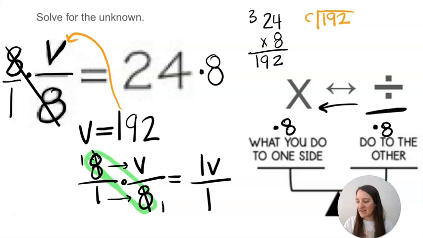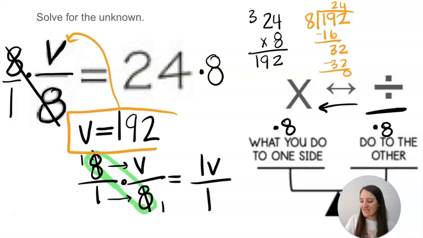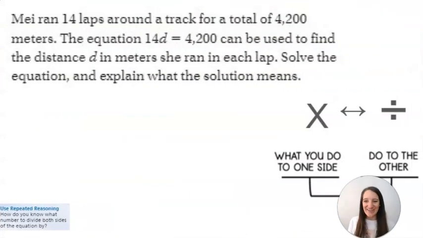192 divided by 8 is 24. So yes, indeed, V is 192. Okay, kind of cool.